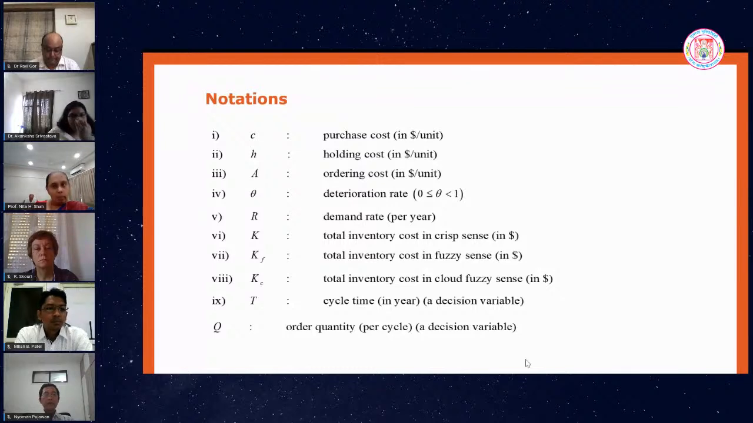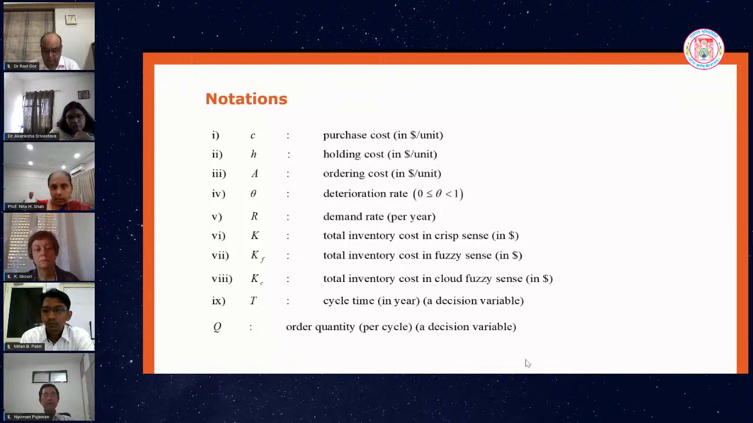Now, coming to the model, we will use standard notations: C to be purchase cost, H to be holding cost, A to be ordering cost, and this is in terms of dollar per unit. Theta, that is the deterioration rate, lies between 0 and 1. We have considered the deterioration rate to be constant, but one can think of doing it time dependent, which is more logical. And even one can think of using a fixed time, that is, the lifespan of the product is fixed, so the deterioration rate can be taken in terms of fixed lifespan.